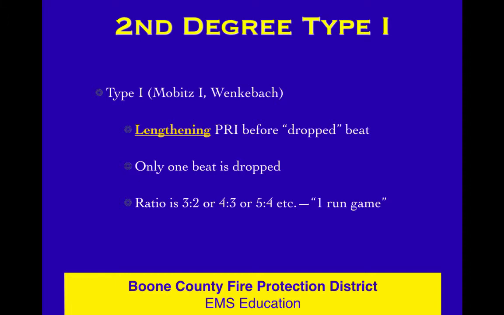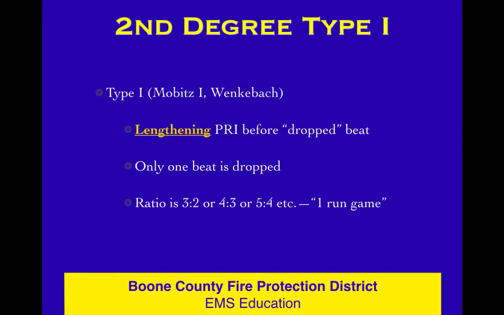Here is the key thing with second degree type 1. The PRI lengthens before you drop a beat. And there's only one beat that's dropped. So you have a ratio of P's to QRS's that's very close. It's 3 to 2, 4 to 3, 5 to 4, 6 to 5, 7 to 6. More commonly 3 to 2, 4 to 3. But you can have 5 to 4, 6 to 5, whatever. It's a one-run game. The score is the P's are winning by 1 run. And that's it.